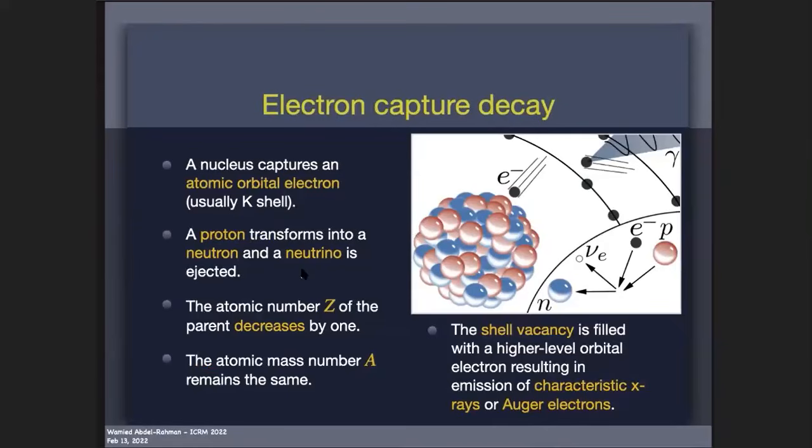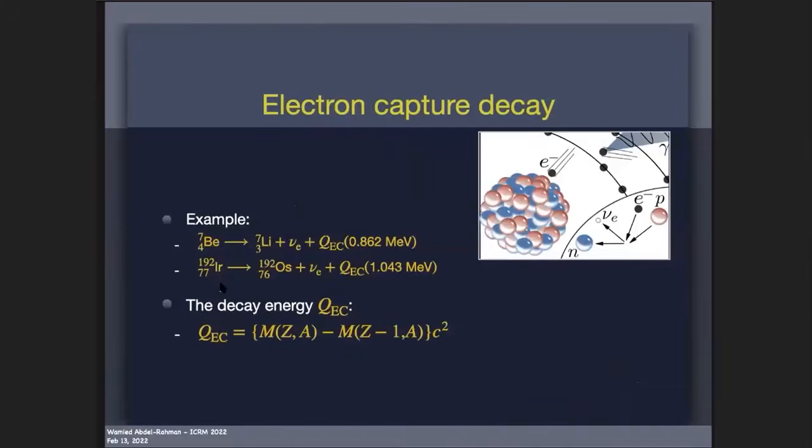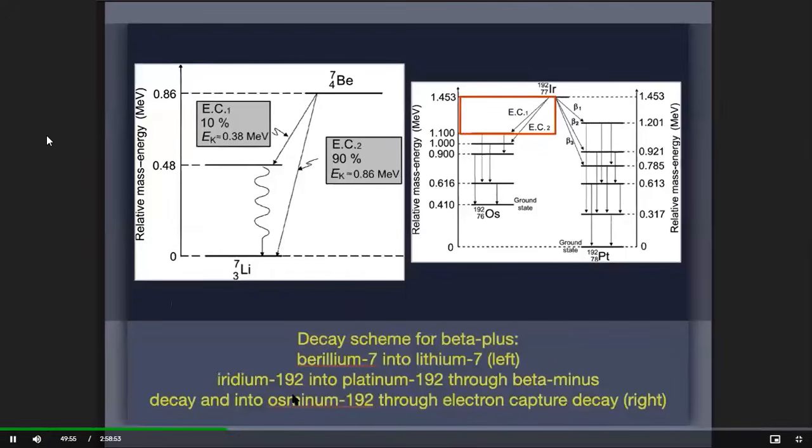In this case, the atomic number of the parent will decrease by 1, but the atomic mass number will remain the same. These are examples. Iridium-192 again can decay through electron capture, and beryllium-7 is another radionuclide that undergoes electron capture. These are the decay schemes for iridium-192. Notice that iridium-192 can either undergo beta minus or electron capture in this decay. And of course, the photons are used actually for treatments.